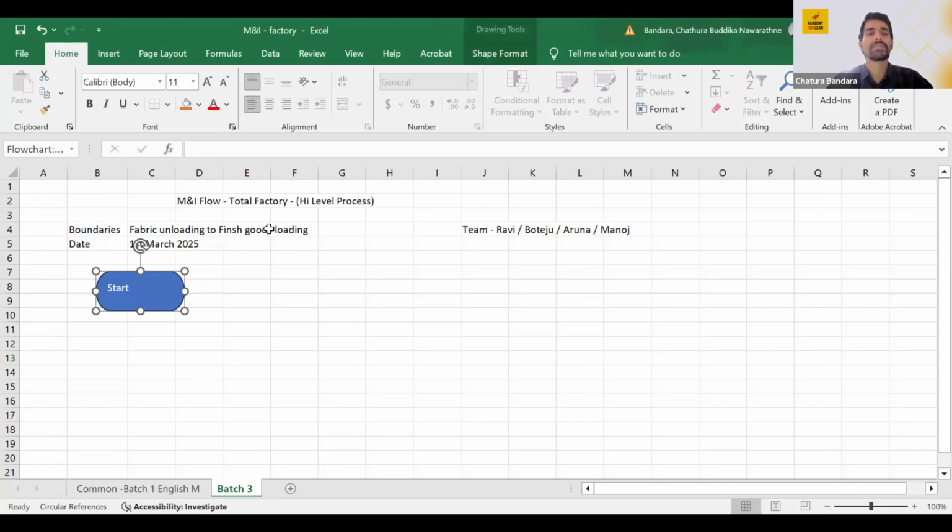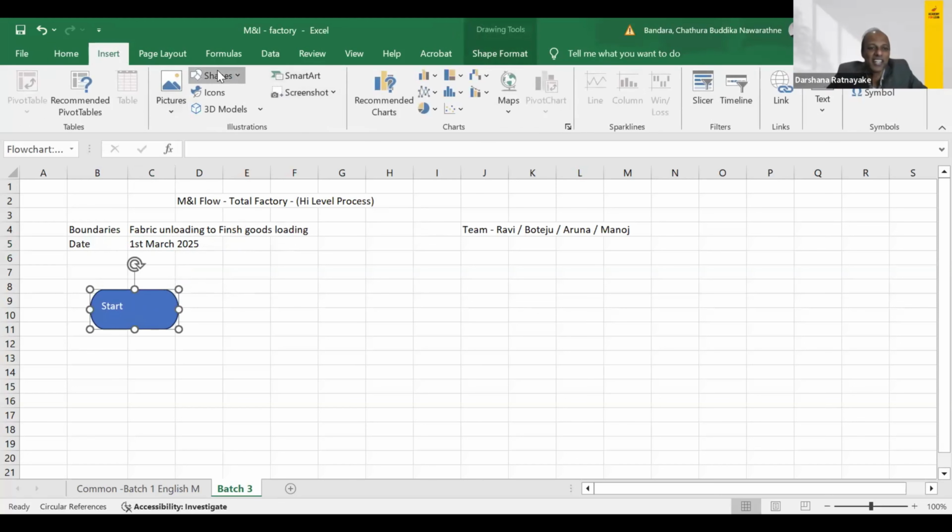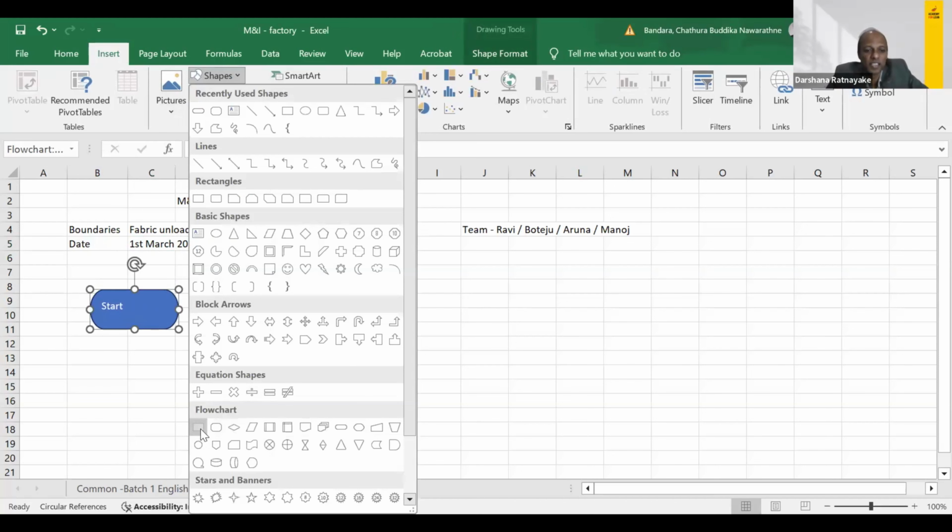So this is how we start. The start symbol is this, and now you have to talk. I will draw, I'll keep my mouth shut, you have to talk, I will draw. So tell me now. I'll do this part only. I will insert the fabric unloading as well. For that, we take this symbol.